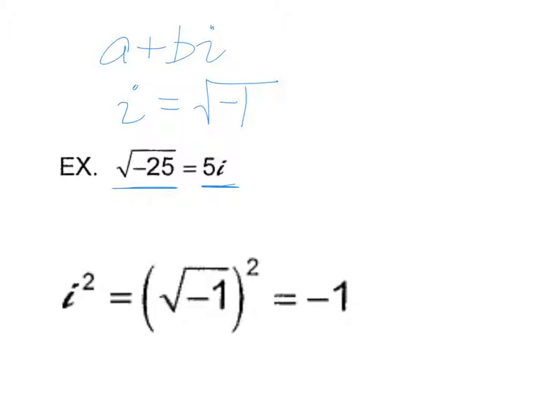If we need to square an imaginary number, it's the same thing as squaring the square root of -1. And so since a square and a square root cancel each other out, i squared is equal to -1, and that comes up quite a bit. So every time you see an i squared, you can replace it with a -1.